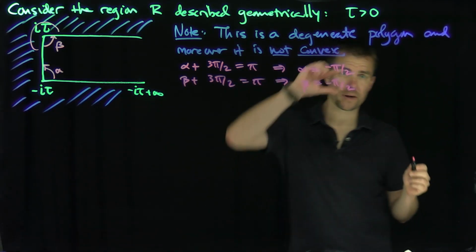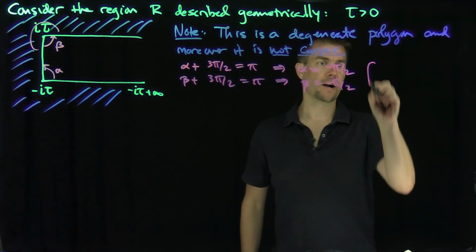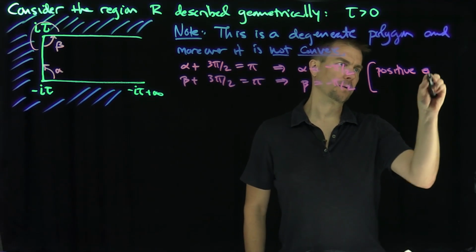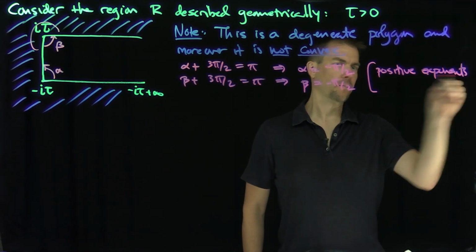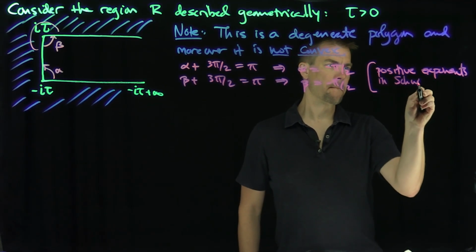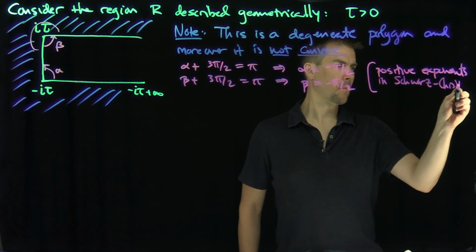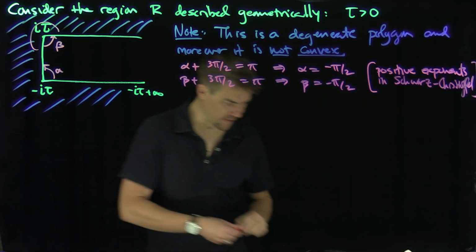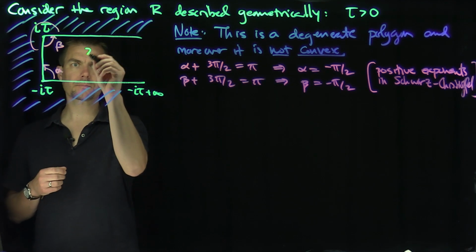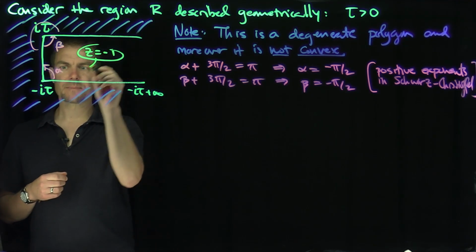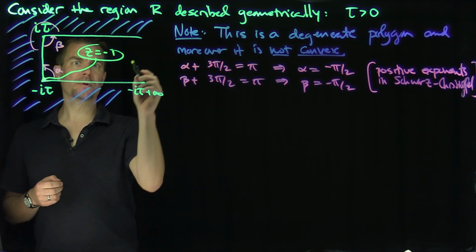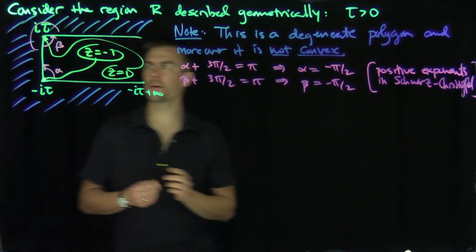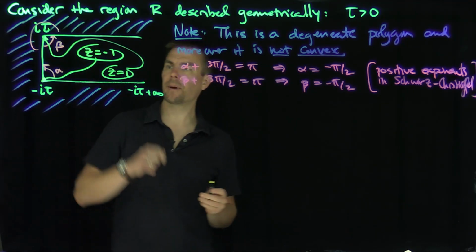Now, negative exponents correspond to positive parameters in the Schwarz-Christoffel, right? These will be positive exponents in Schwarz-Christoffel. Okay, excellent. Now, I'm going to choose things in such a way that z equals negative 1 is going to be mapped to negative i tau, and then z equals positive 1 is going to be mapped to i tau. So I'm going to map negative 1 to negative i tau and positive 1 to positive i tau.